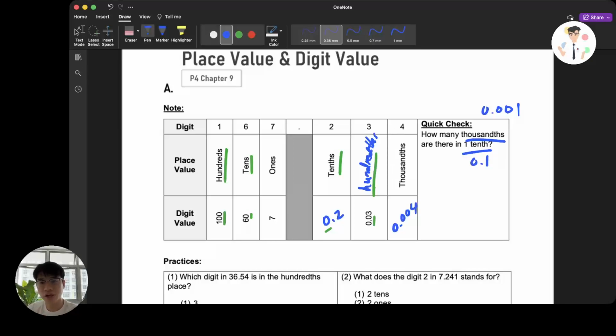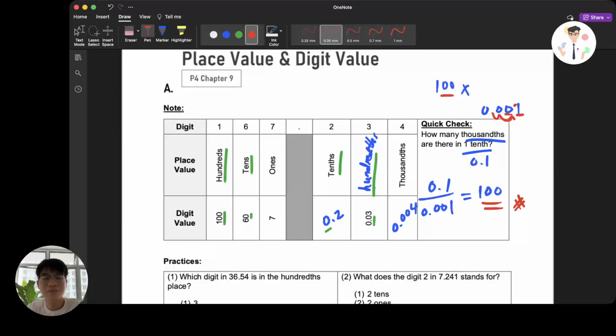Now let's look at this question. Quick check. How many thousandths are there in 1 tenth? So how many 0.001 in 0.1? You can just use a calculator, 0.1 divided by 0.001, and you will find out it's actually 100. That means 100 times 0.001 will give you 0.1. Is it true? You can try. 100 means you need to move the decimal point 2 times. 1, 2. So the dot will be here. So it's 0.1. So the answer is 100.